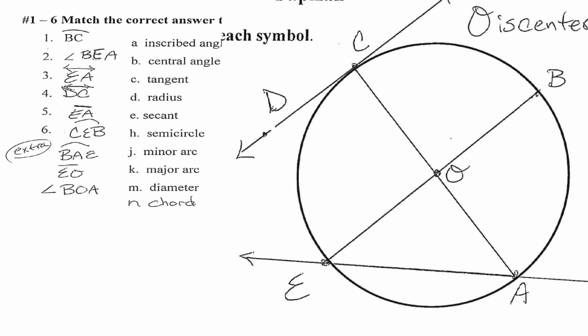Make sure you're paying attention to your symbols. BEA, B to E to A, is one of our types of angles. You notice the corner, the main corner, the vertex, is on the edge of the circle, on the rim right there. So that's what's called an inscribed angle. Angle BEA is inscribed. As opposed to if we drop down here, BOA, the corner of that angle is at the center. So that is a central angle for BOA.